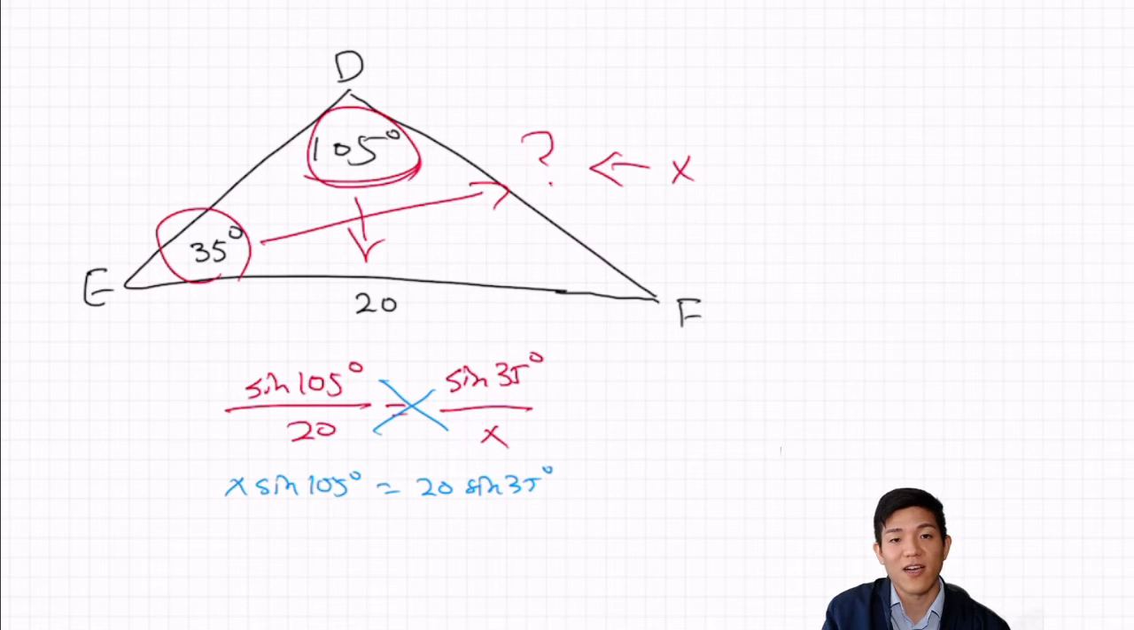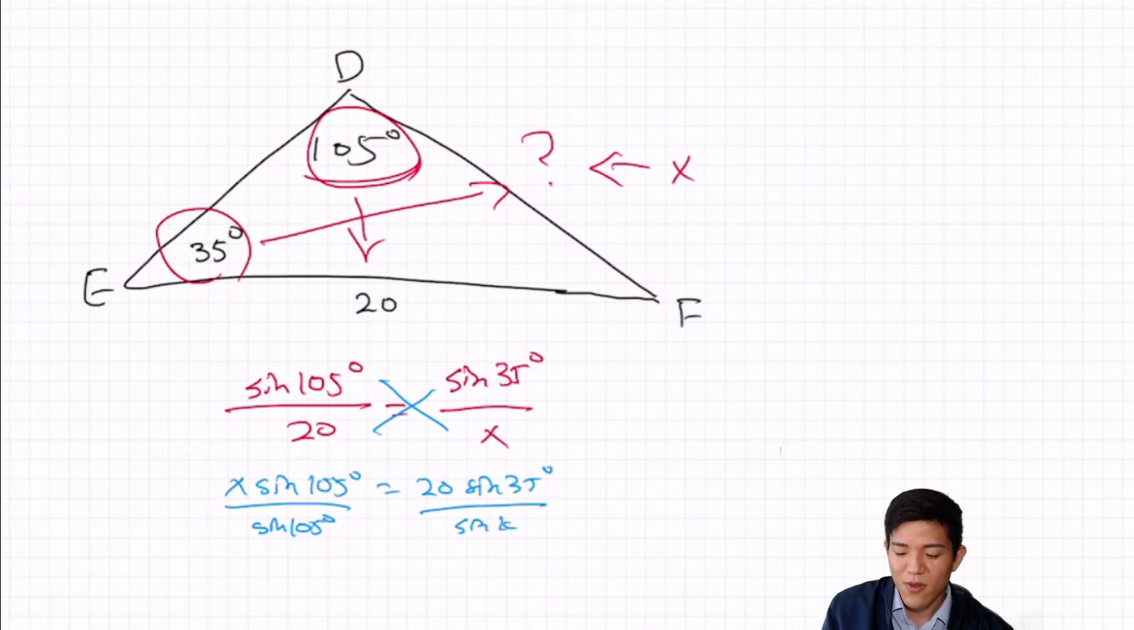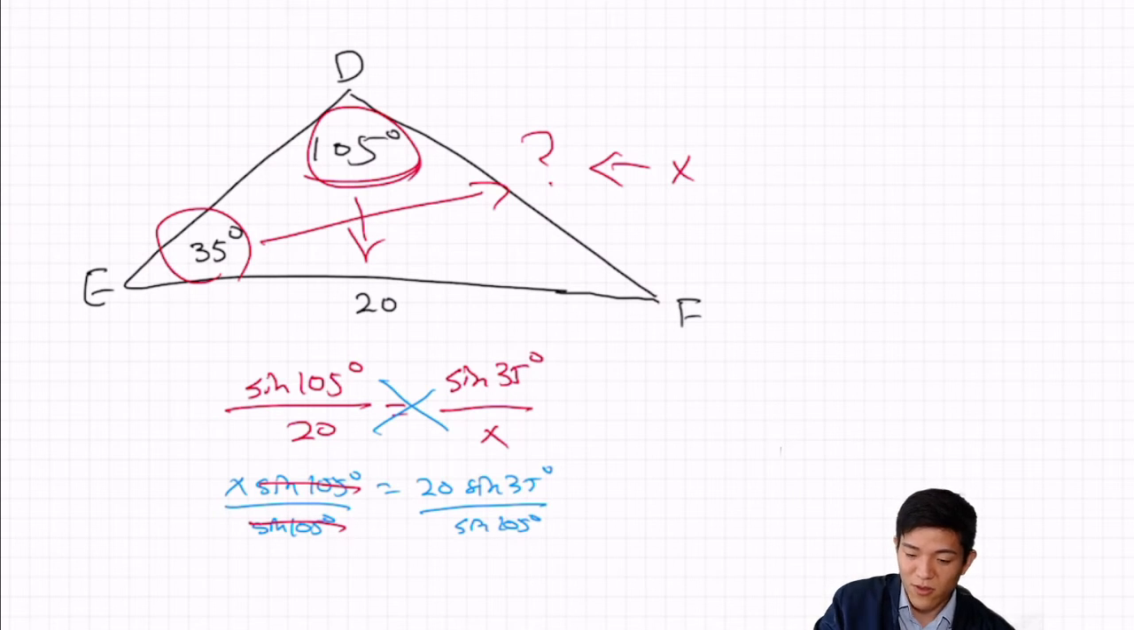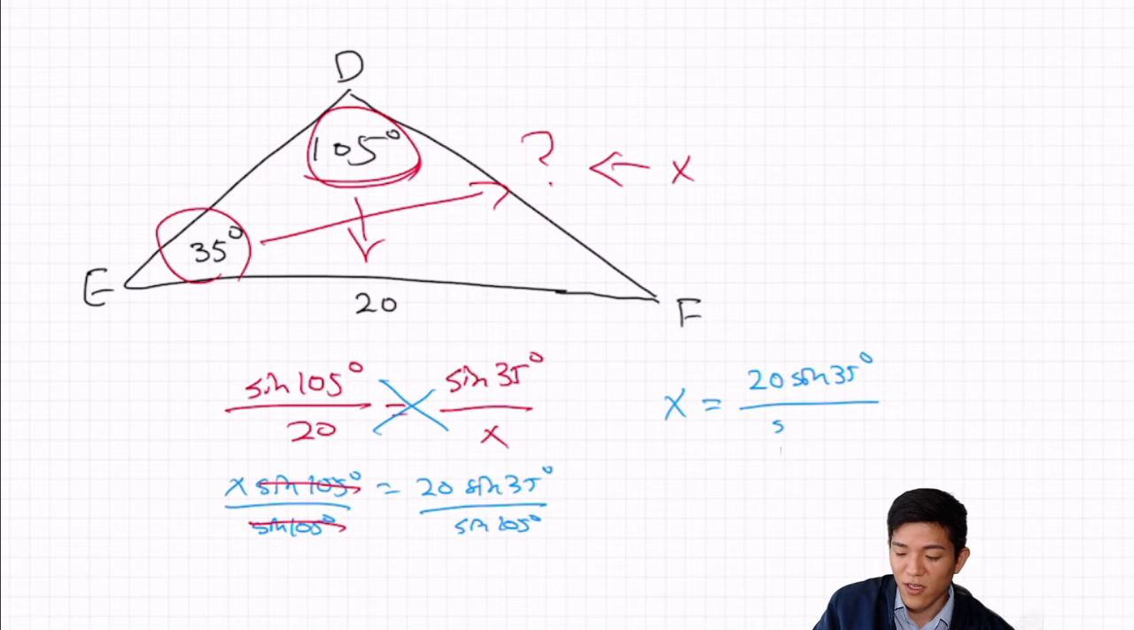And we want to have x isolated by itself, right? So we divide both sides by sine of 105 degrees. It's an inverse operation of multiplication. And we could cancel sine of 105 on the left, which gives us x is equal to 20 times sine of 35 degrees over sine of 105 degrees.